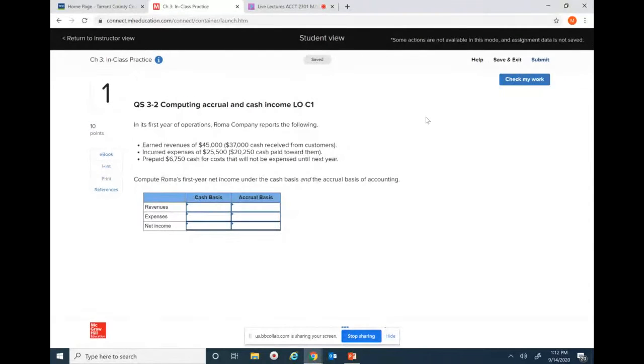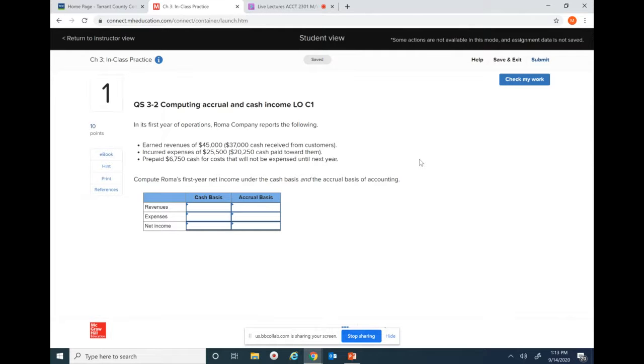All right, so hopefully you had a chance to look at the problem. I'd like to read it along with you just so we know what information we're given. So in this case, we're given some information about the Roma company. Their earned revenues are $45,000. Out of the $45,000, $37,000 are received in cash from customers. They have incurred expenses of $25,000, and they paid $20,250. And then in addition to that, they prepaid $6,750 for costs that will not be expensed until year end.